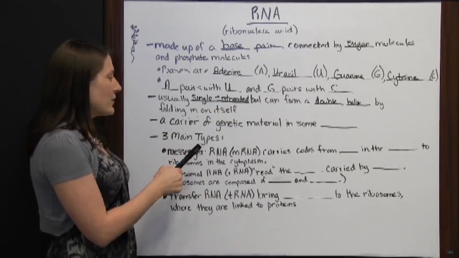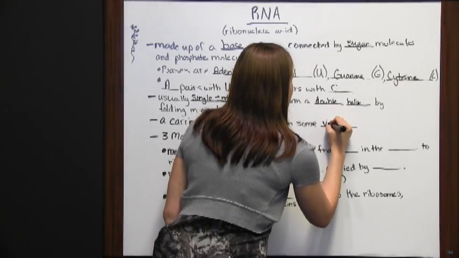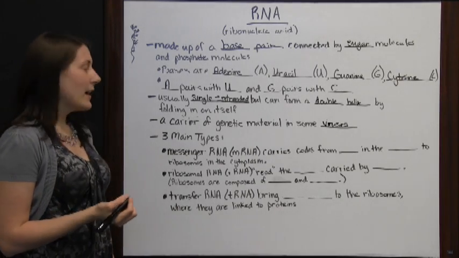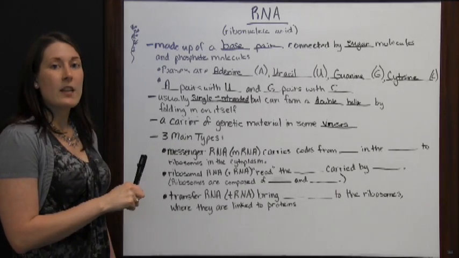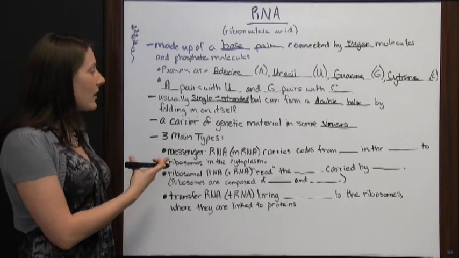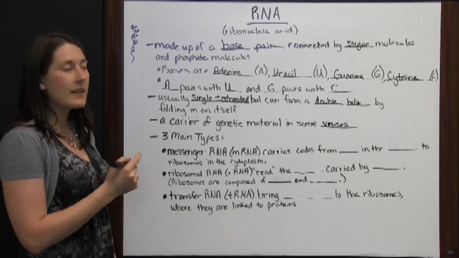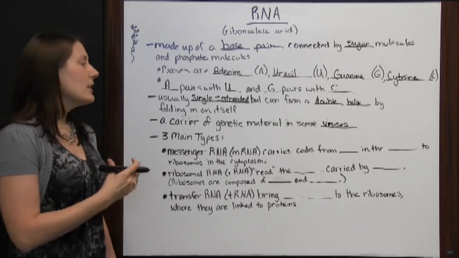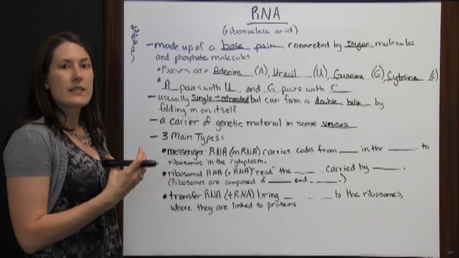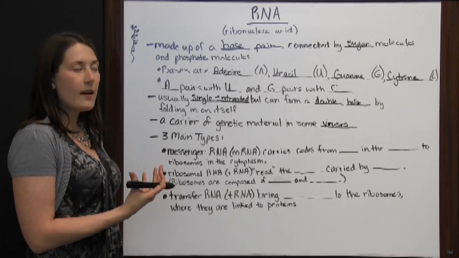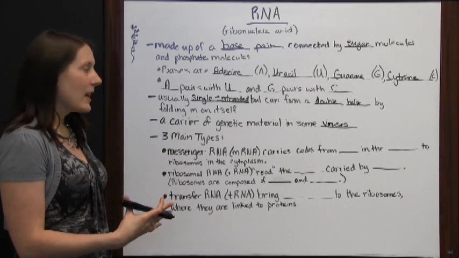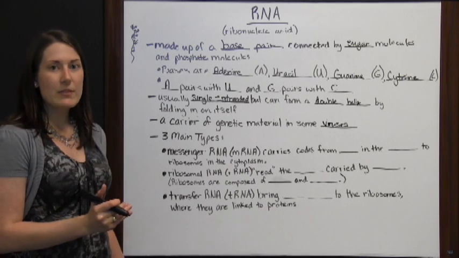RNA is also a carrier of genetic material in some viruses. So in viruses, RNA can carry the genetic material, and a lot of times if it's a more complex virus, you'll have RNA that is a double helix. It has formed a more complex structure to carry genetic material for the viruses. In most cells, DNA is what's holding all of the genetic material, but RNA is what moves it around the cell. So let's look at the three main types of RNA.